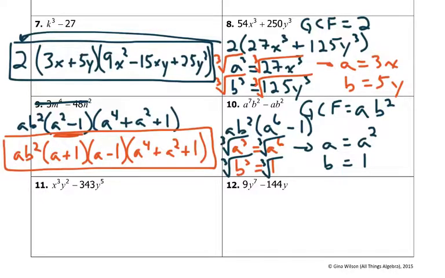All right, number 12. Here we go. The first thing we need to look at is, you guessed it, GCF. So, GCF. What is our GCF here? GCF, if we look at that, we get 9y as our GCF. All right.